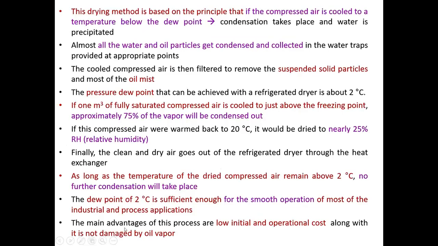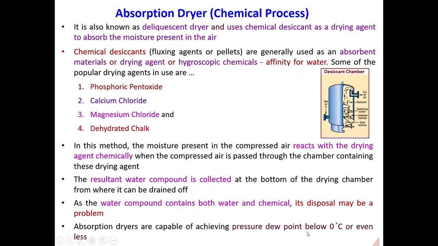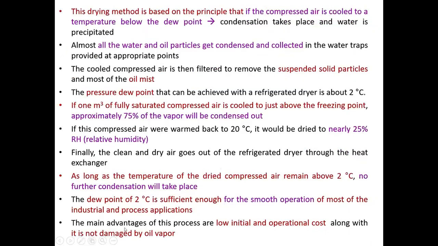This drying method is based on the principle that if the compressed air is cooled to a temperature below the dew point, condensation takes place and water is precipitated. Almost all the water and oil particles get condensed and collected in the water trap provided at an appropriate point. The cooled compressed air is then filtered to remove the suspended solid particles and most of the oil mist. The pressure dew point that can be achieved with the refrigerated dryer is about 2 degrees Celsius.